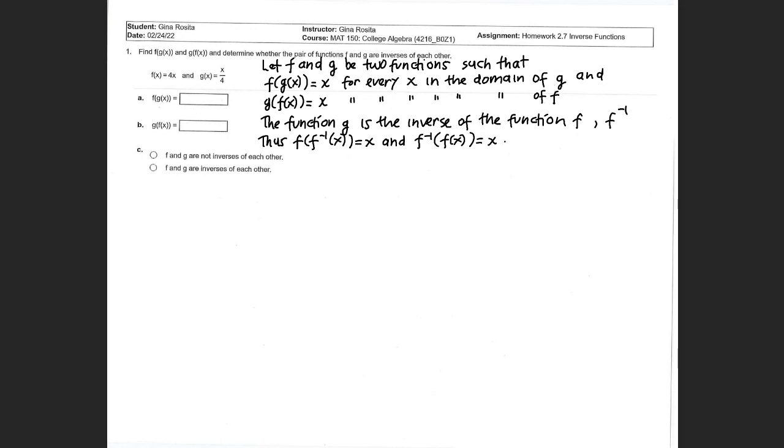The domain of f is equal to the range of f inverse and vice versa. Okay, so this is the definition about the inverse of a function. So now back to the problem.